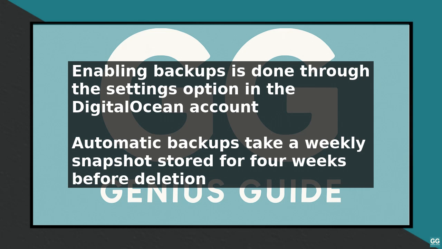To take a manual backup, navigate to the droplet and select the Power option. From the drop-down menu, select Take Snapshot. Give your snapshot a name and description, and then click Take Snapshot. The backup process will start immediately.